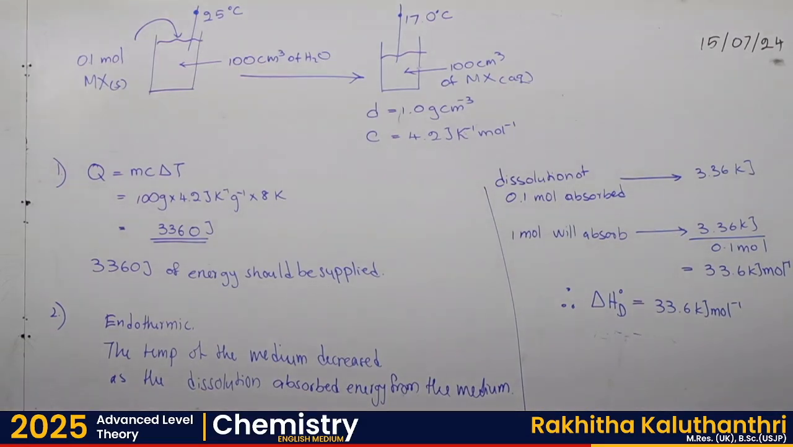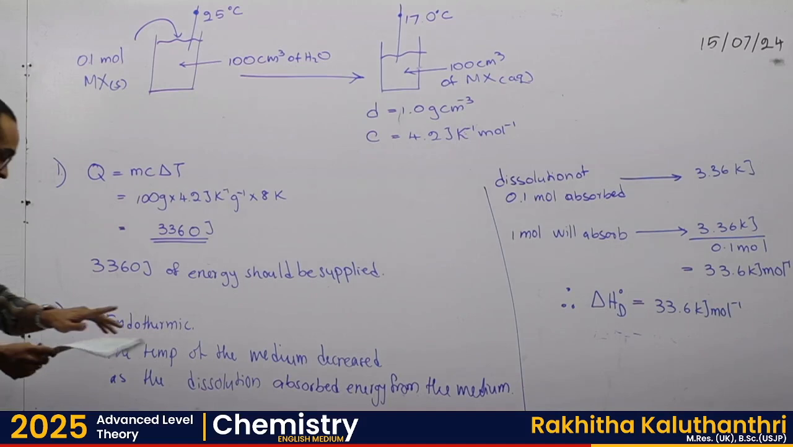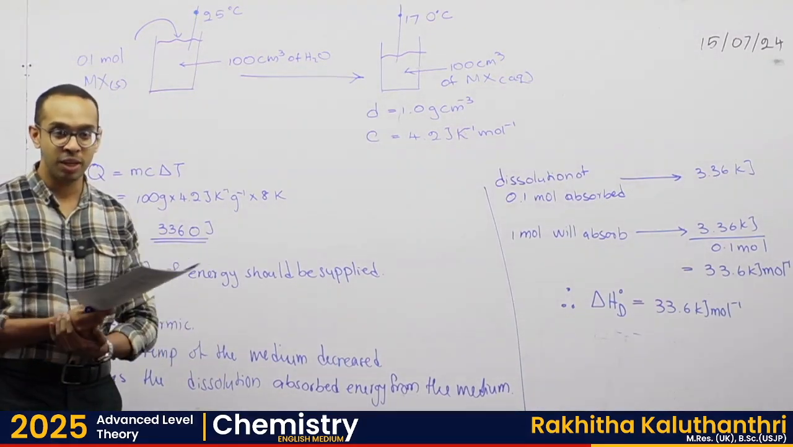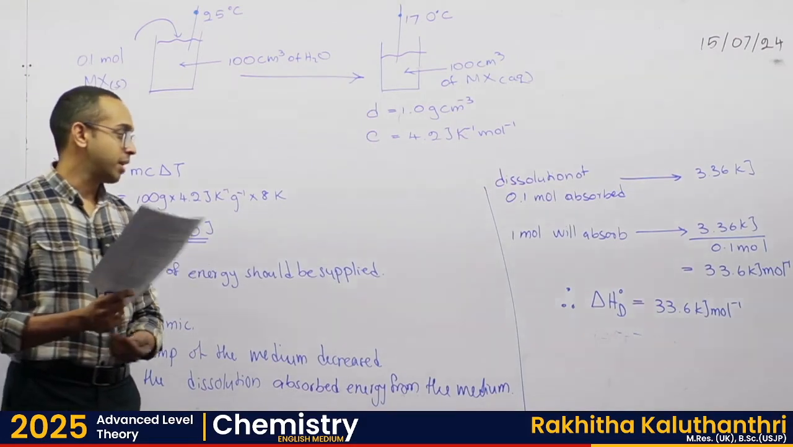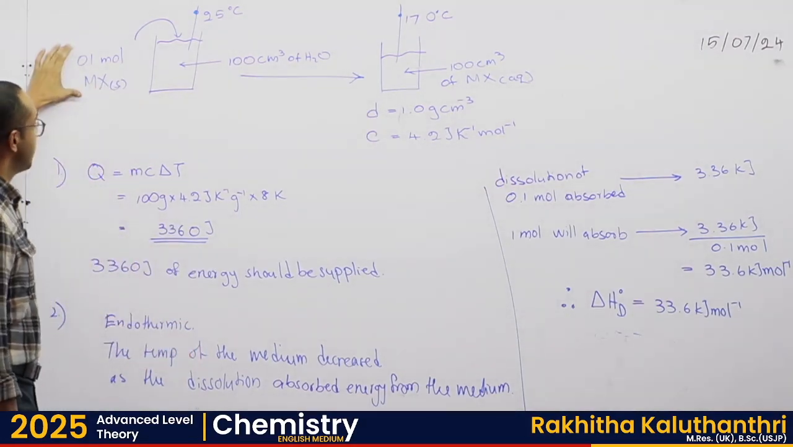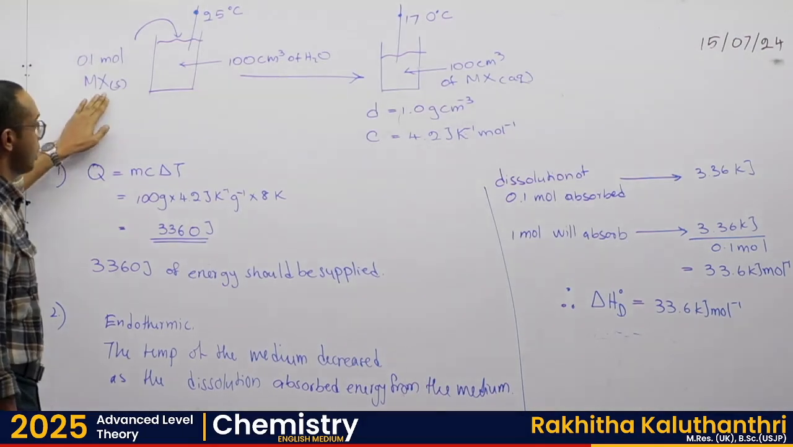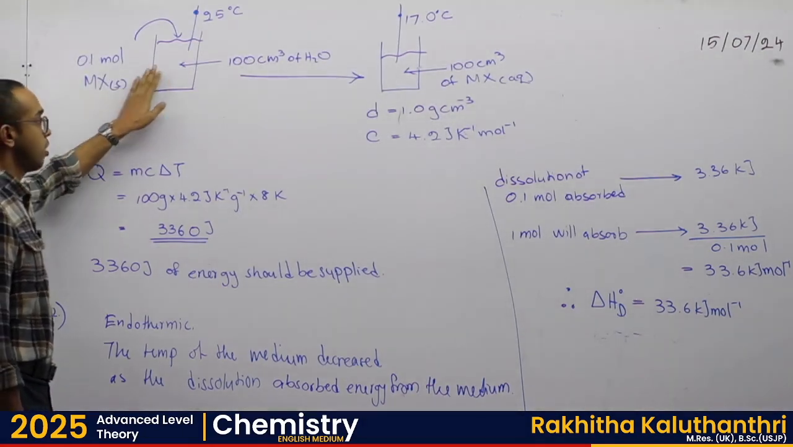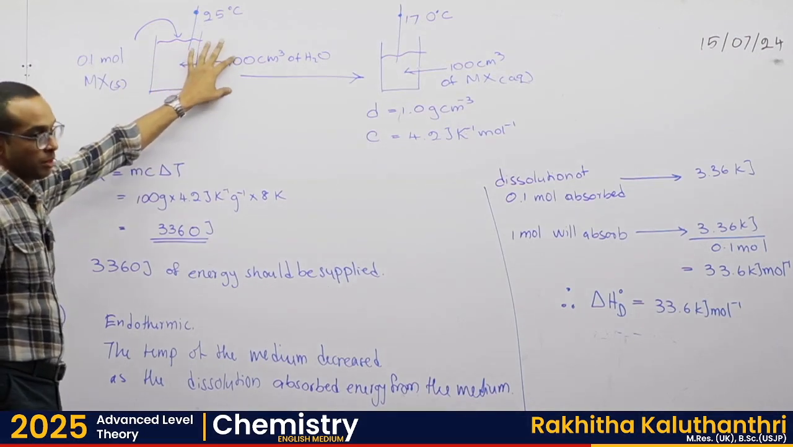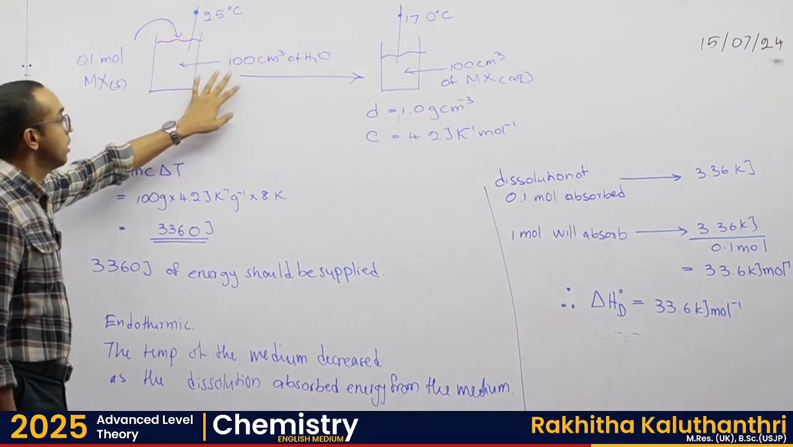Is this correct? Did you get to the answers? Shall we discuss now? I think it's somewhat enough time now, right? Shall we do it now? Right. So let's explore what is going on here. They are saying 0.1 moles of a solid called Mx is dissolved in 100 grams of water, or 100 cubic centimeters of water, which is 100 grams of water.